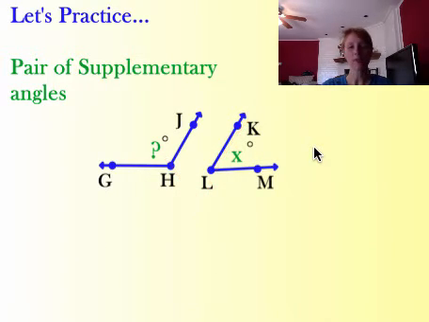Okay, the last type of problem that I want to do with you all involving supplementary angles is this one. So we're given 2 angles that are supplementary, and the only thing we know is that the measure of MLK is x degrees. We don't know anything about this other angle, GHJ, and we don't know how these 2 angles are related to each other, besides that they're supplementary.